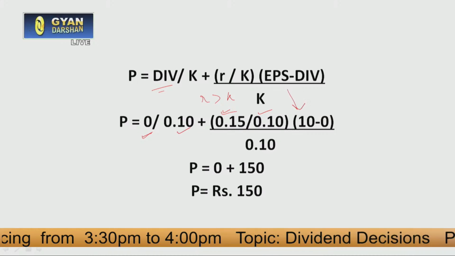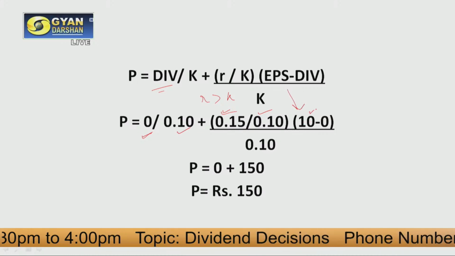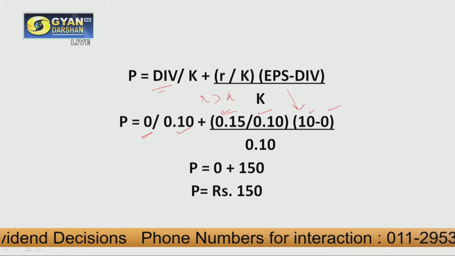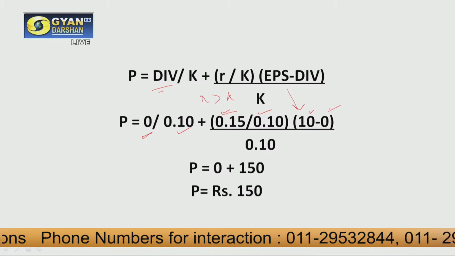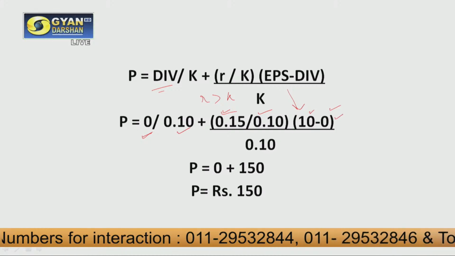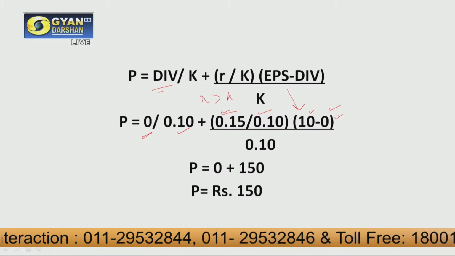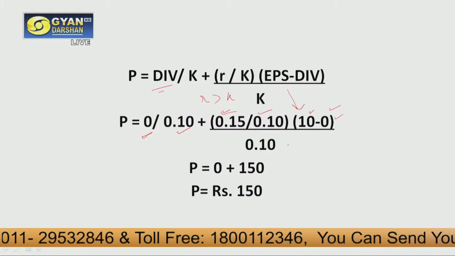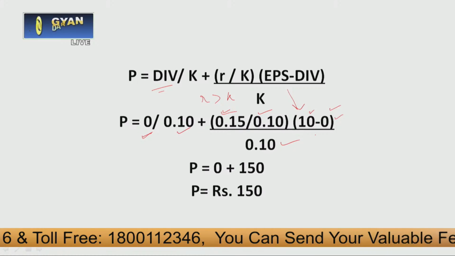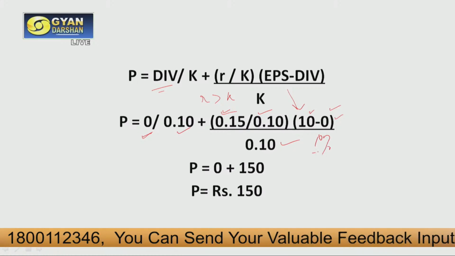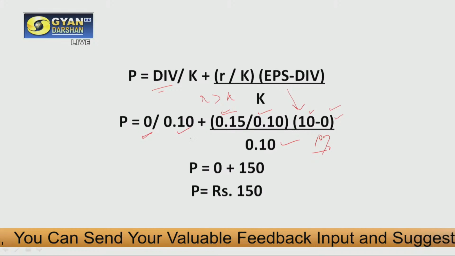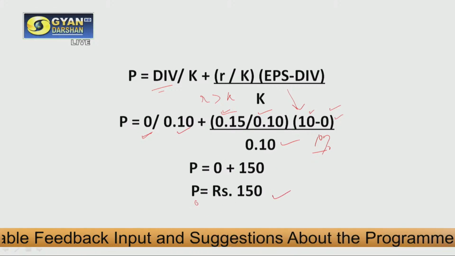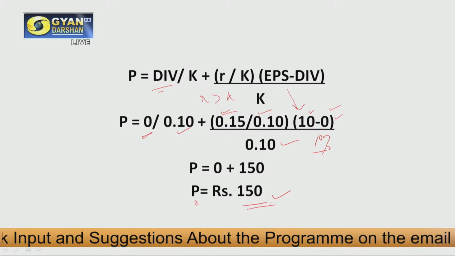EPS is again given as rupees 10, so we will write 10 here. We have to subtract 0 because in this case the payout is 0, the very first case. So our dividend payout, or DIV, will remain 0 here, and the whole amount has to be divided by K, that is 10%. By solving this equation, we will get P0, that is the price of the share, as rupees 150.